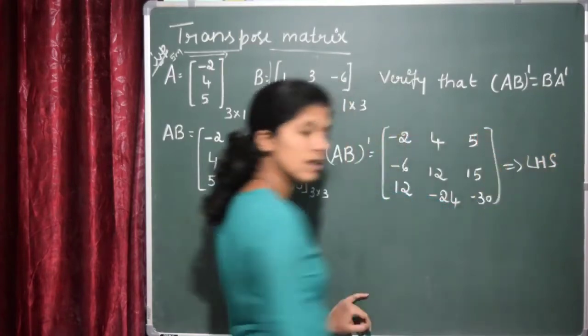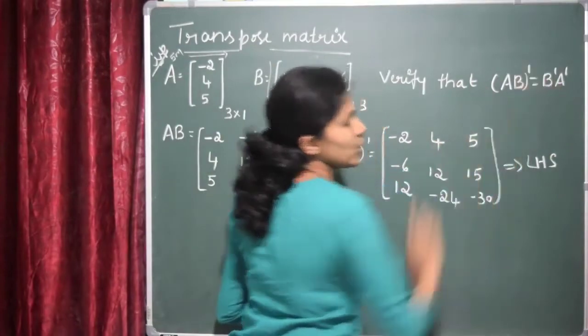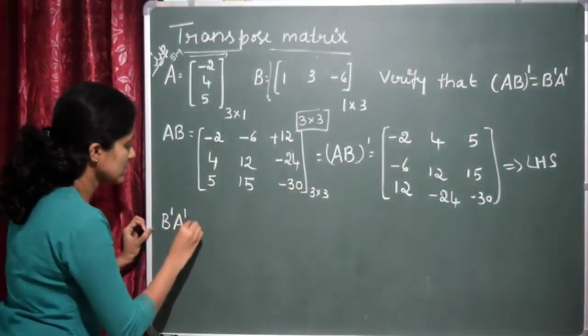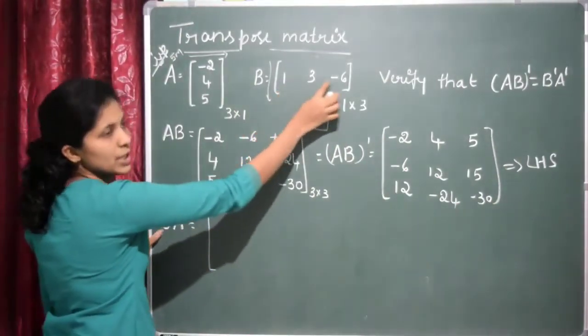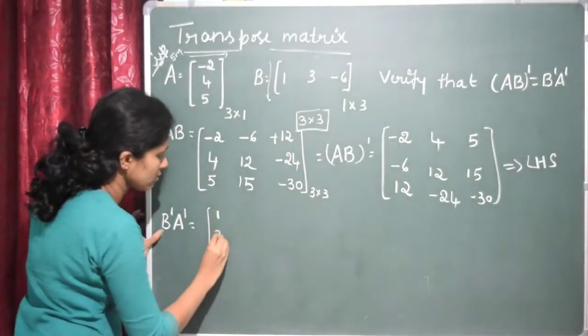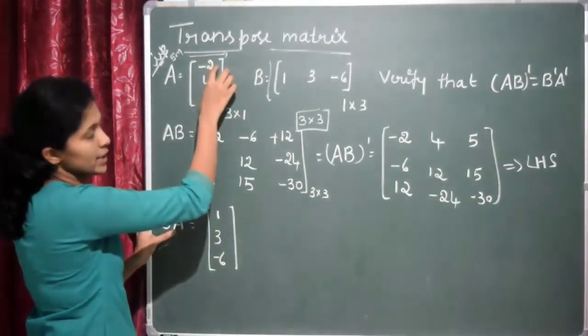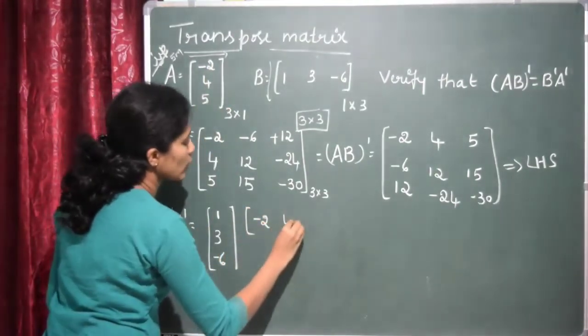Now we have to find the right hand side. Now we'll check this one. What we have to prove? B dash into A dash. Right? First let me consider what is B dash. 1, 3 minus 6 is there. So it will be 1, 3 and minus 6. So this is now B dash. What is A dash? Minus 2, 4, 5. It will be now a row. That is minus 2, 4 and 5.